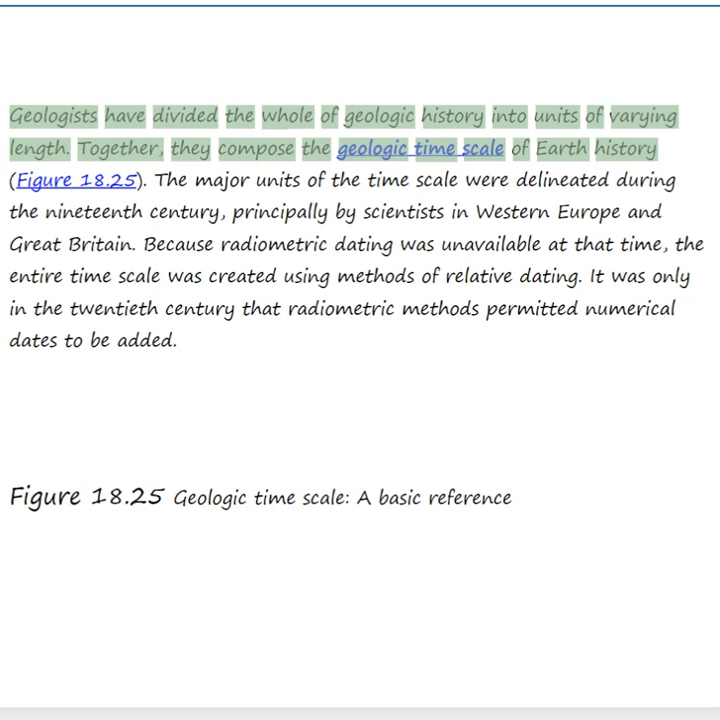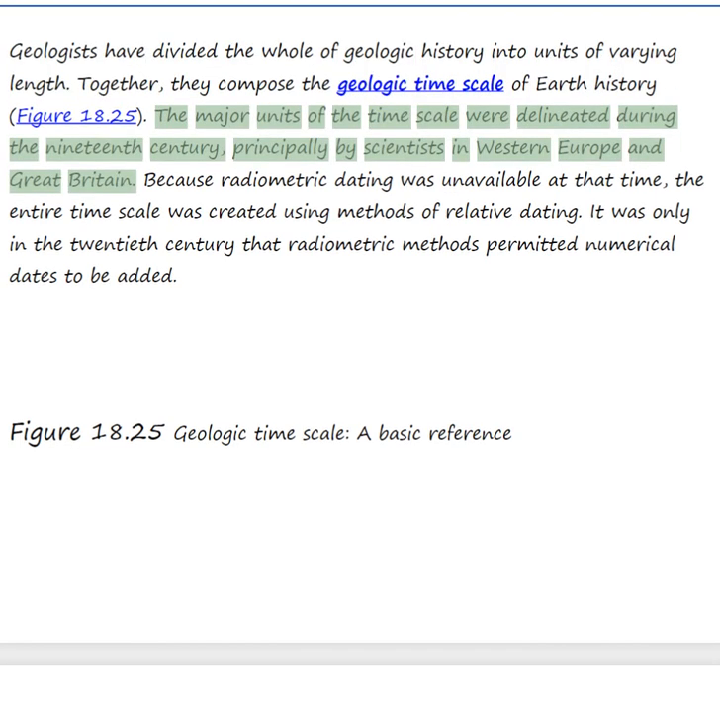Geologists have divided the whole of geologic history into units of varying length. Together, they compose the geologic time scale of Earth history. The major units of the time scale were delineated during the 19th century, principally by scientists in Western Europe and Great Britain.